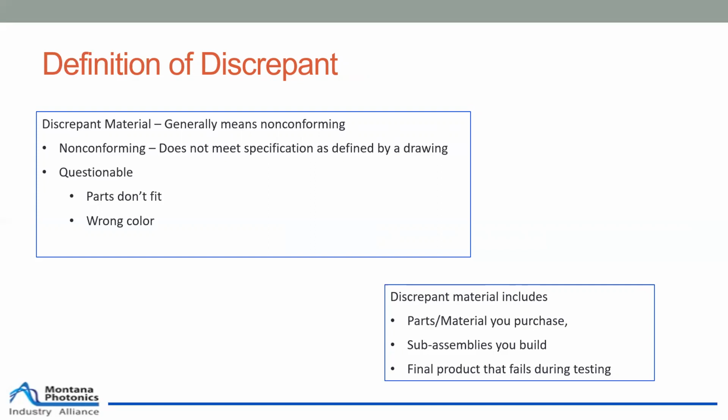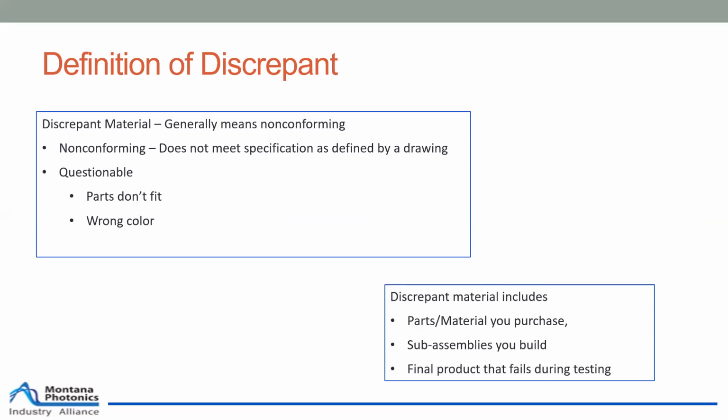However, it can also mean material or parts or components that are questionable in some manner. Two conforming parts that don't fit together due to tolerance stack-up is discrepant. For example, a scenario where an optic doesn't fit in the housing, even though the dimensions for both parts are in spec. Or you notice that a coating on a batch of optics you just purchased has a different color, a slightly different tint than what you're used to seeing. All of these are considered discrepant material events.